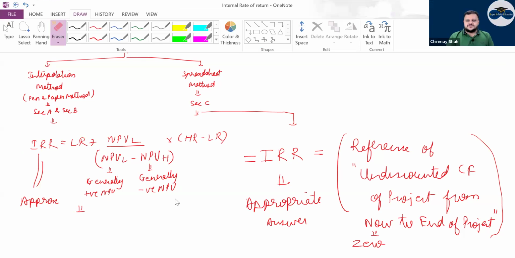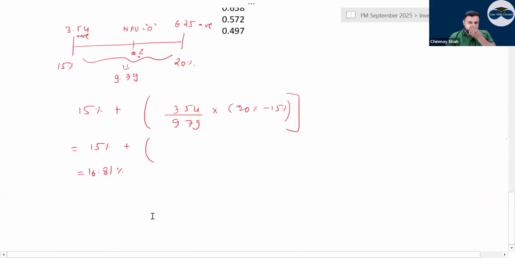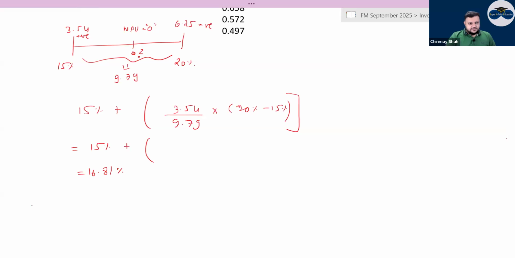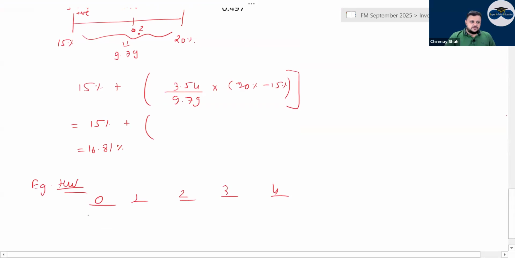Done. Write down the last question for homework, which you can do by both methods. Write down the example homework. Years 0, 1, 2, 3, 4. Cash flows: negative 100, 40, 40, 30, 30.